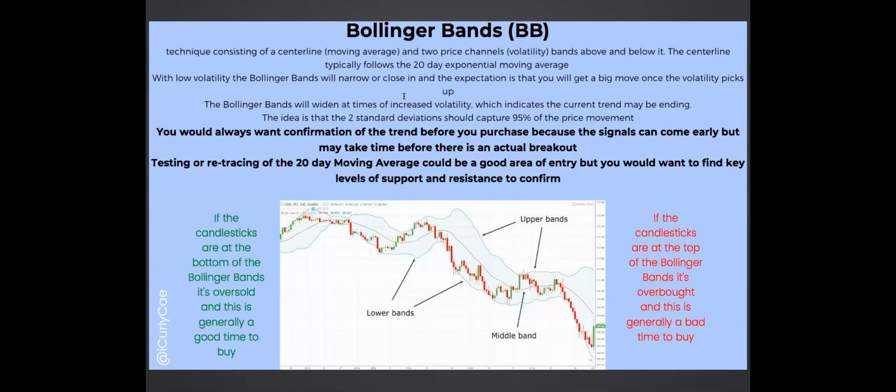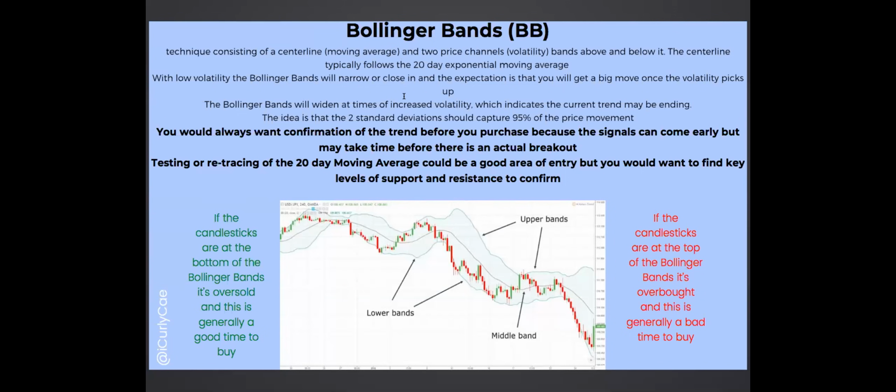So I am someone who likes to use the Bollinger Band. So what I don't do is add the 20-day exponential moving average on my chart, because I use the Bollinger Bands, and that middle line in the Bollinger Bands follows the 20-day exponential moving average.